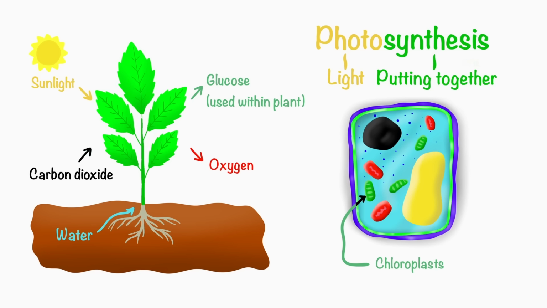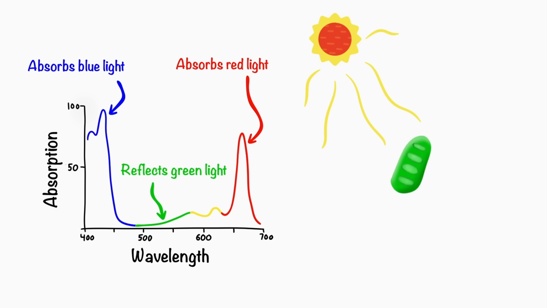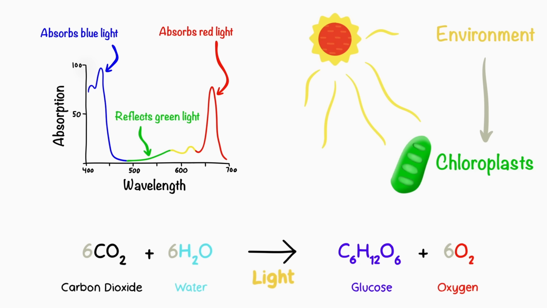This process takes place in the chloroplasts of green plant cells. These specialized structures contain pigments like chlorophyll that absorb light. Chlorophyll specifically absorbs red and blue light while reflecting green light, which is why most plants appear green to our eyes. When light strikes these pigments, energy is transferred from the environment to the chloroplasts. This energy transfer powers the chemical reactions of photosynthesis.